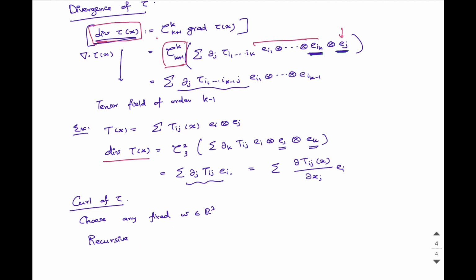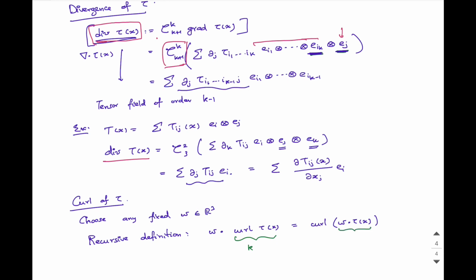Recursive, maybe I'll write this recursive definition, and it's done as follows. If I take the inner product of w and curl of tau at the point x, this should be the same as the curl of w dot tau of x. It's a very simple equation. Notice that the first thing here is that this is a vector field. If tau is a tensor field of order k, then curl of tau is also a tensor field of order k, and we will see that very soon.